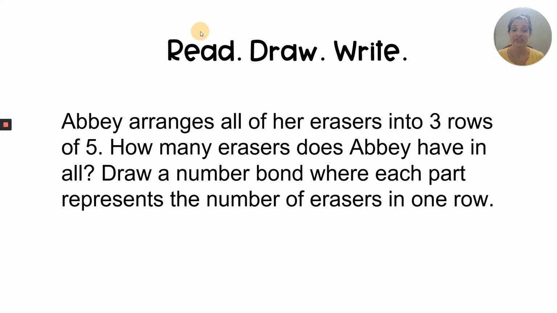Abby arranges all of her erasers into three rows of five. How many erasers does Abby have in all? Draw a number bond where each part represents the number of erasers in one row.